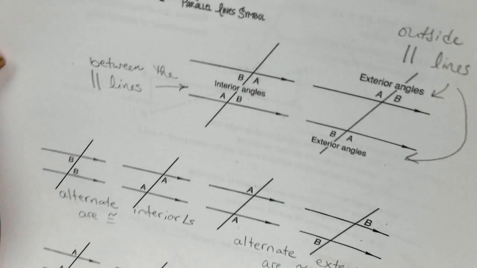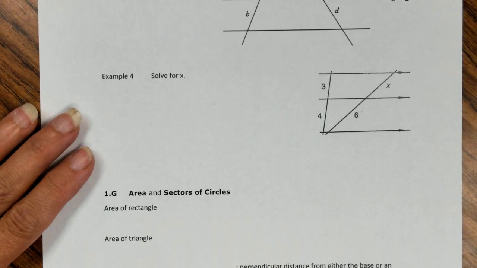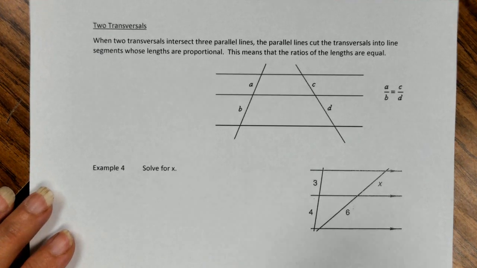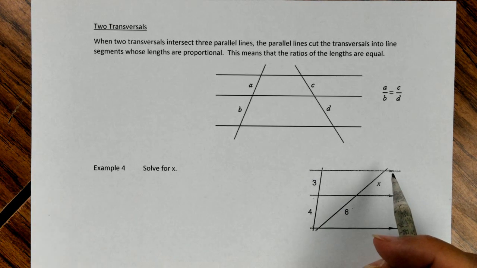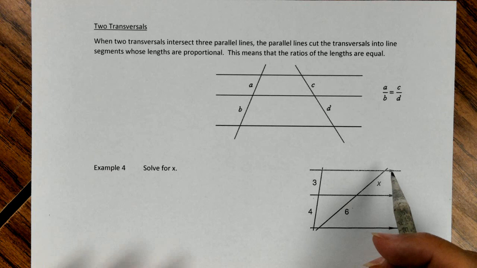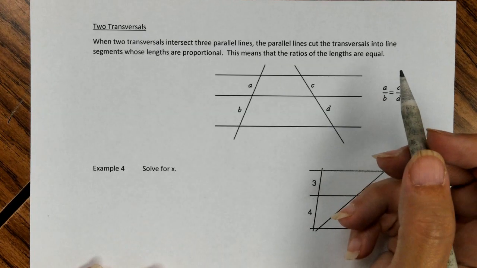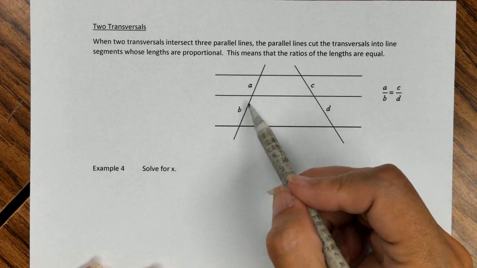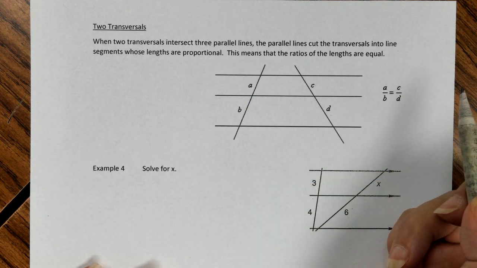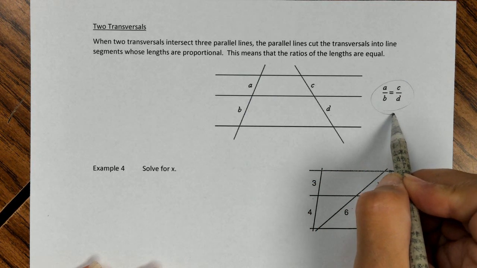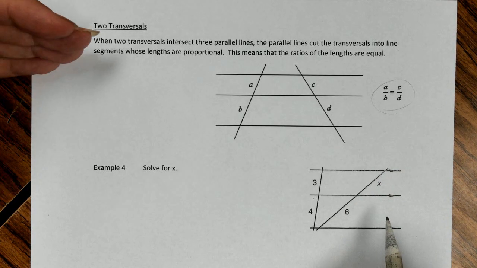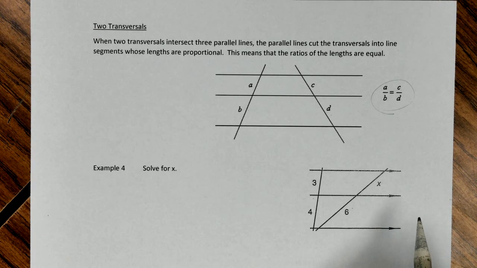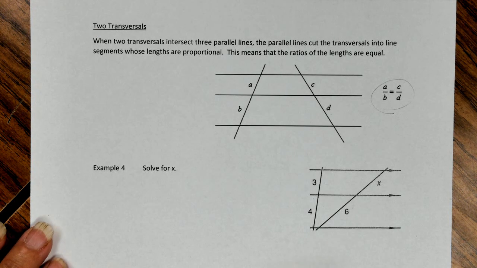Now, sometimes we have multiple parallel lines and a couple of transversals, and in that case we still have all the things with the angles, but we also have proportional segments, because it's slicing these transversals into these segments, and you have this proportion, and that is always the case. We're going to use that one to solve example 4. We did these last year as well.